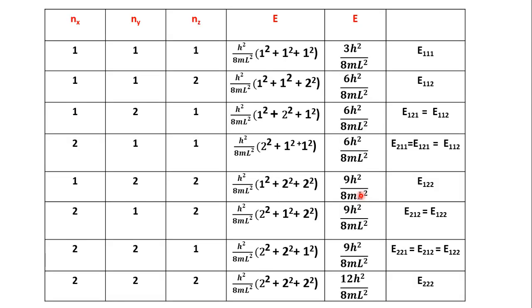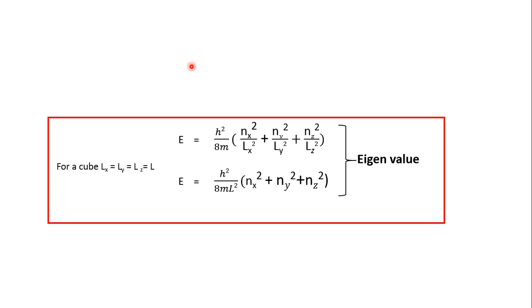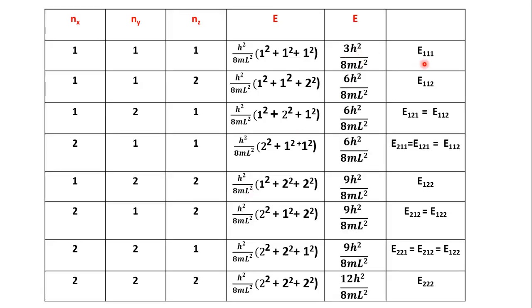Now consider this table. Here we find nx is equal to 1, ny is equal to 1, nz is equal to 1. Consider this is 1 squared, this is 1 squared, this is 1 squared, 1 squared plus 1 squared plus 1 squared is 1 plus 1 plus 1. This is 3h² by 8mL². We write this as E111. This represents nx is equal to 1, ny is equal to 1, nz is equal to 1. Next we consider 112. 1 squared plus 1 squared plus 2 squared, because nz is 2, and we'll get 2 plus 4 equal to 6h² by 8mL², where nx is equal to 1, ny is equal to 1, nz is equal to 2, 112.